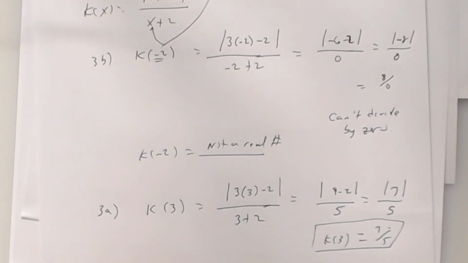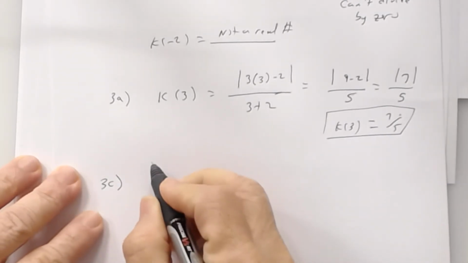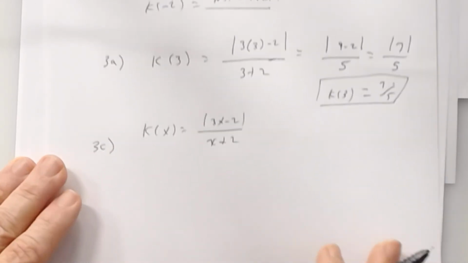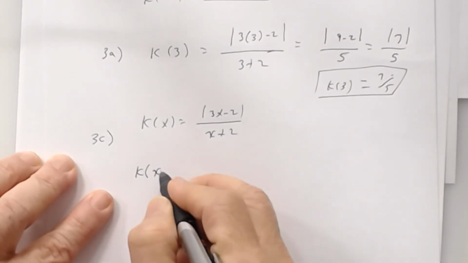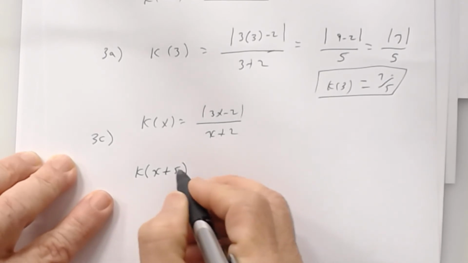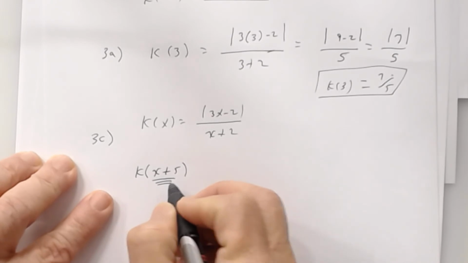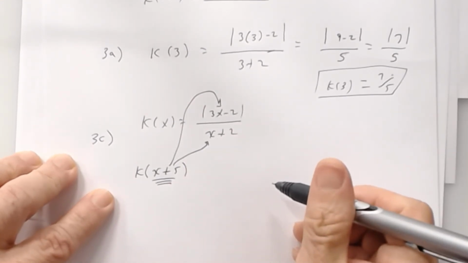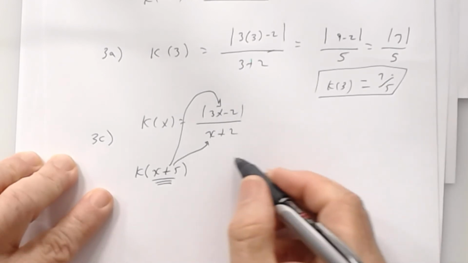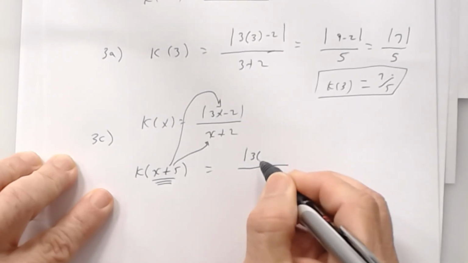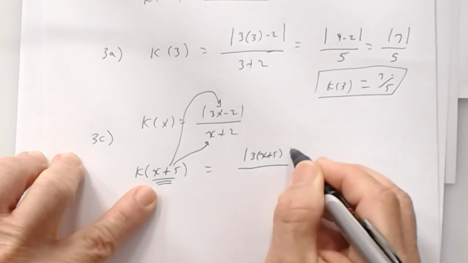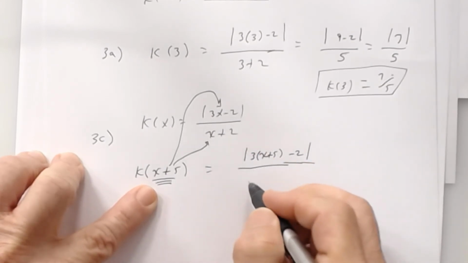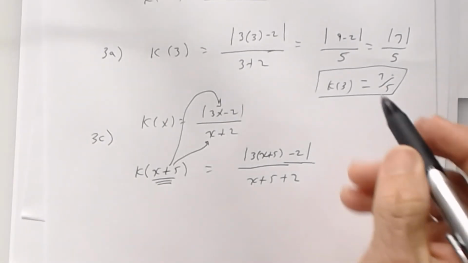All right, let's look at C. So 3C, again, we'll go ahead and rewrite the function. K of x is the absolute value of 3x minus 2, divided by x plus 2. In 3C, you want to find k of x plus 5. So wherever I see the variable x, what do I substitute? X plus 5. I'm drawing my arrows to the two x's that I'm going to substitute into. But you have to remember, the numerator has absolute value bars. You can't just throw those away. So it equals the absolute value of 3 times, in parentheses, x plus 5, and then I subtract 2. That's my numerator. My denominator: I substitute x plus 5 into x, but I have to add what? 2.